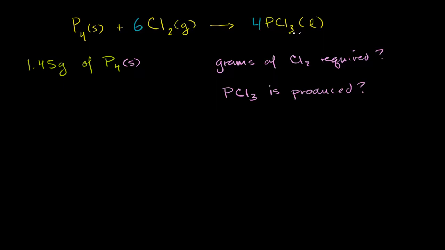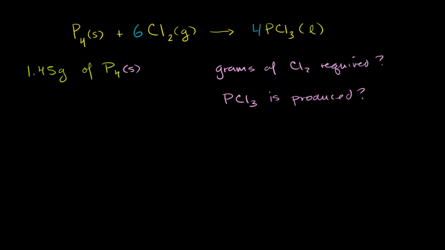Now, the next thing we have to do, now that we know that we have a balanced equation and we can get into the meat of the problem, is figure out how many moles of phosphorus we're dealing with. Because once we know the moles, we can use the stoichiometric ratios, which is essentially saying, look, for every mole of that, I need 6 moles of that. And for every mole of that, I'm going to produce 4 moles of that. So you want to get it all in terms of moles. So let's figure out how many moles of phosphorus we have on our hands.